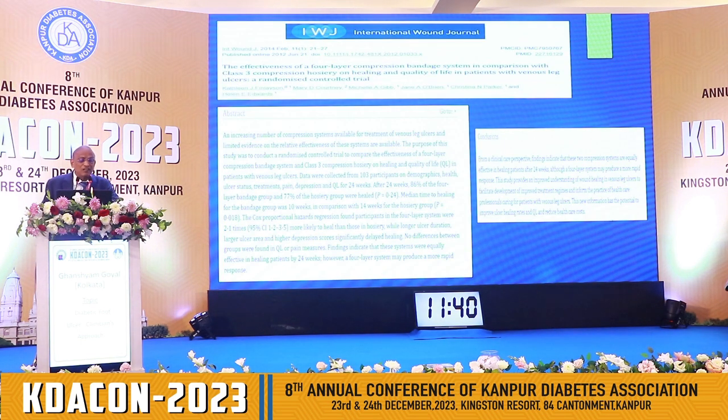And this is another article comparing a 4-layer compression bandage with class 3 compression hosiery. It was found that healing is much earlier with the bandage in comparison to the class 3 compression hosiery, but at the end of 24 weeks the healing rates are otherwise much higher than with the 4-layer bandages.